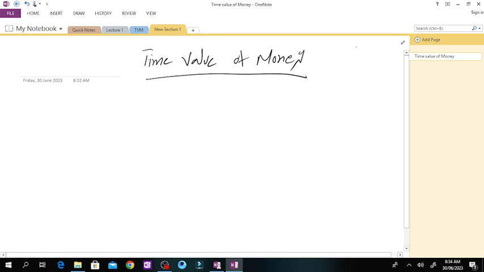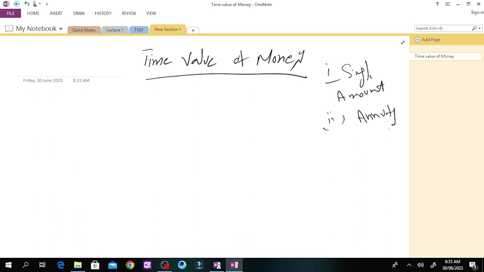I told you that first, initially, we will solve it as a single amount, and the other one is the annuity case. So in today's lecture we will solve a few questions regarding the single amount. First I'll quickly give you a few formulas to get a better understanding of how we will solve these questions.